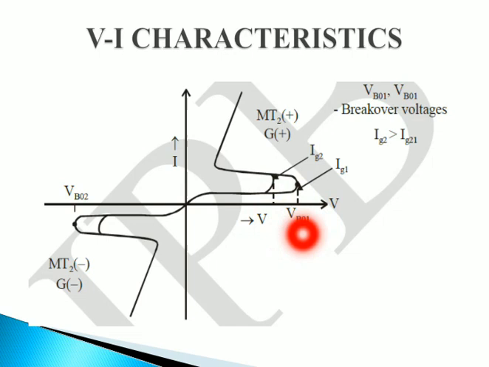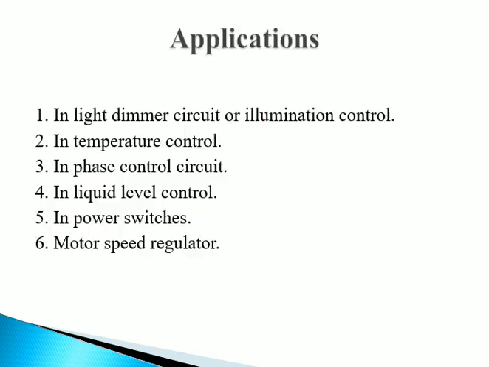Now if this is VB1 and this is VBO, that is IG1 and IG2, when your IG2 is greater than your IG1, that time this will increase. After this IG2 will be considered and your current will go on increasing, but your voltage will go on decreasing. So the selection will be done between your two gates. So this is how your triac works, and the applications of your triac are that it can be used in dimmer and illumination circuit control, in temperature control, phase control, liquid level control, power switches and motor speed regulators.